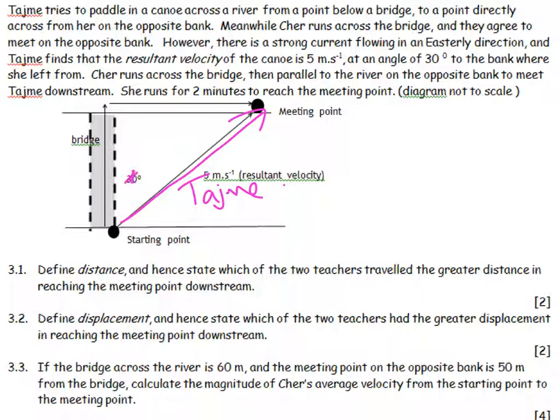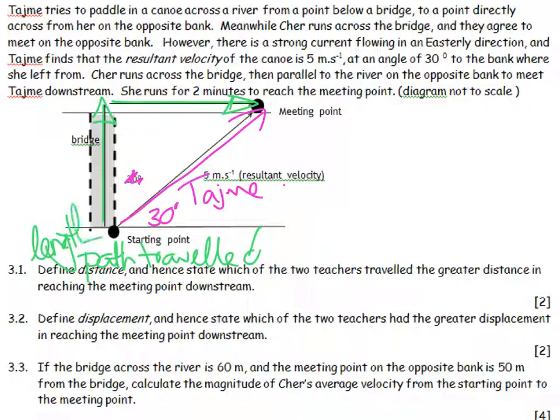And she manages, sorry, there was a mistake there, an angle of 30 degrees to the bank where she left from. Shira runs across the bridge. That's the bridge, so she runs across it. And then parallel to the river on the opposite bank until they get to the meeting point. She runs for 2 minutes. Define distance. Distance is the path traveled, or rather the length of the path traveled. And which of the two of them has the greater distance?